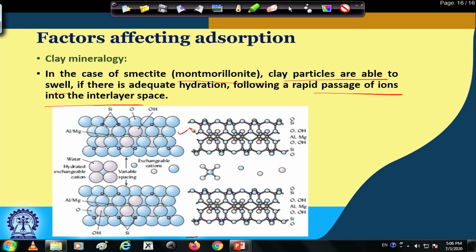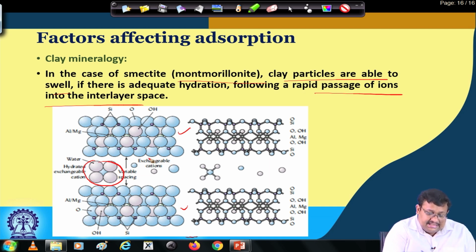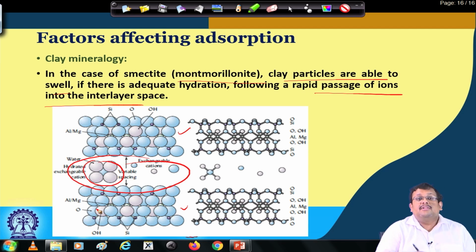So, here there are two layers. This is an interlayer space, and this interlayer space is quite high. You can see variable spacing, and in this huge interlayer space you can see the hydrated exchangeable cations. Okay. So, due to the presence of these exchangeable cations also, this interlayer space is one of the major controlling factors of the adsorption of pollutants.